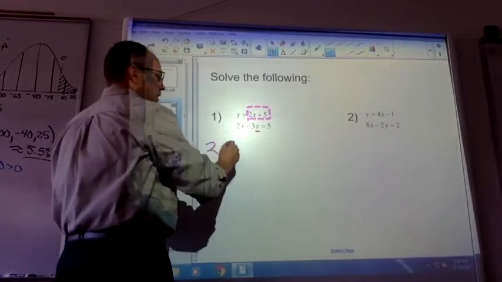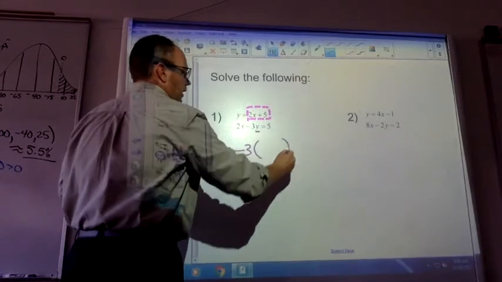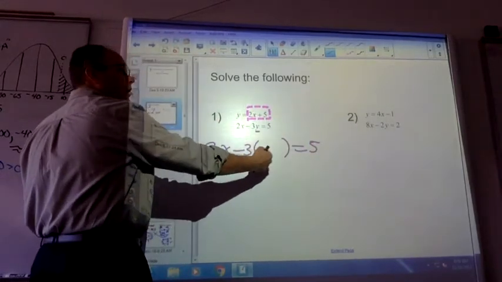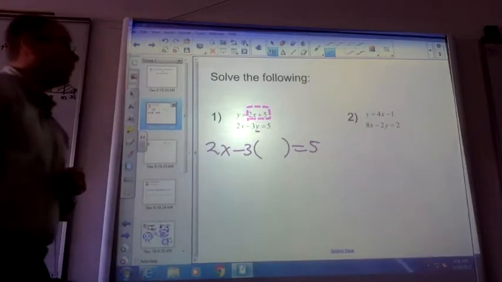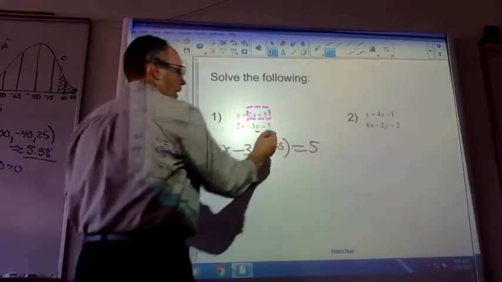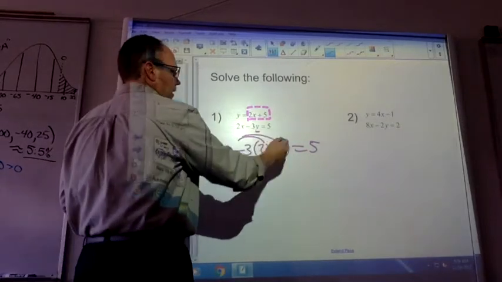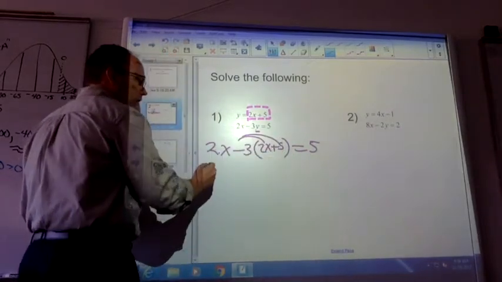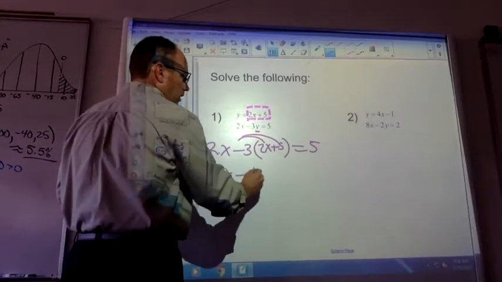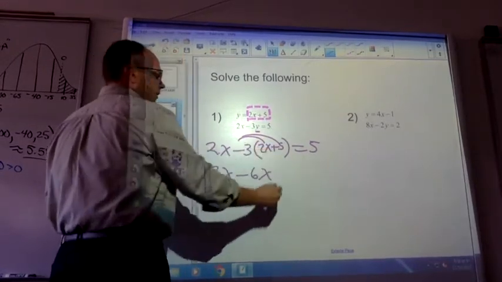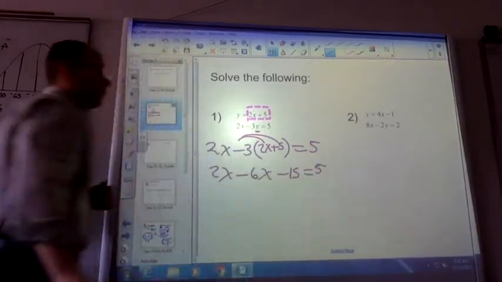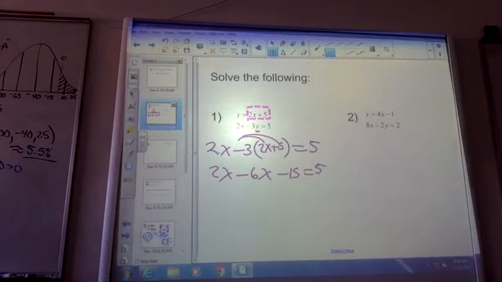So 2x minus 3, I'll leave a space for a sec. What had been here? Y. A y. What's going to go there now? 2x plus 5. Okay? Seems like everything we've worked on, this might work out nice. So I get 2x. Distribute the negative 3. Negative 3 times 2x, negative 6x. Negative 3 times 5 is negative 15, equals 5. Okay?